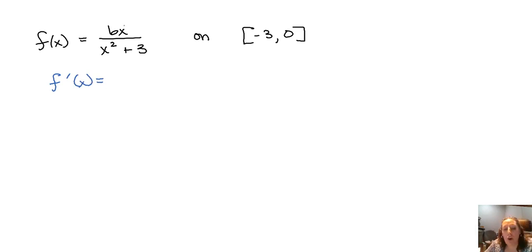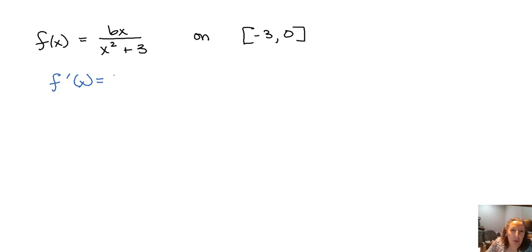Notice that our domain of our original function here, x squared plus 3 in the denominator, is never equal to 0, because if you take any number, square it, and add 3 to it, it is going to be at least the value of 3. It will never be equal to 0. And so we do have a domain of all real numbers here.